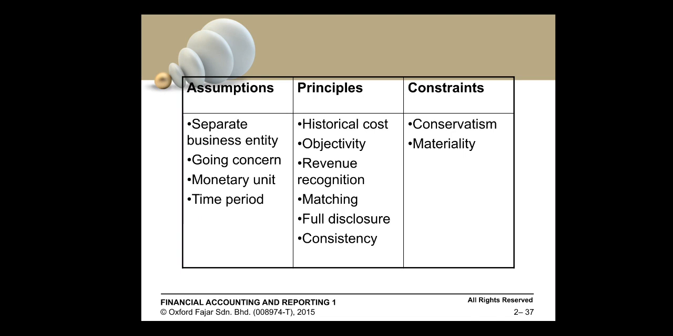There are 4 assumptions. The first one is separate business entity. The second one is going concern. Number 3, monetary unit. Number 4, time period. And then there are 6 principles: historical cost, objectivity, revenue recognition, matching, full disclosure, and consistency. And there are 2 constraints: conservatism and materiality. So most of the time, all these are called principles in accounting. Principles that we use in accounting. Sometimes they call it assumptions that we use in accounting.